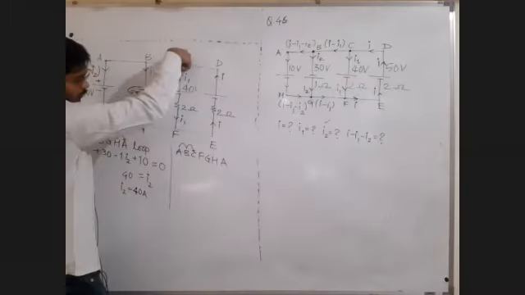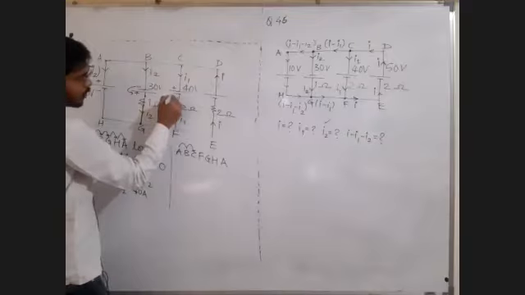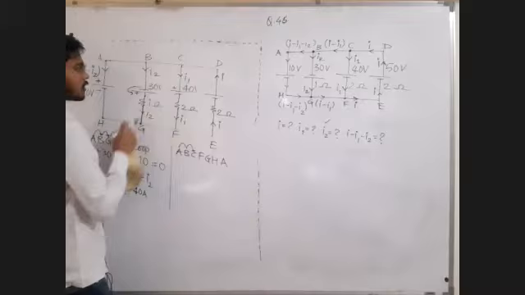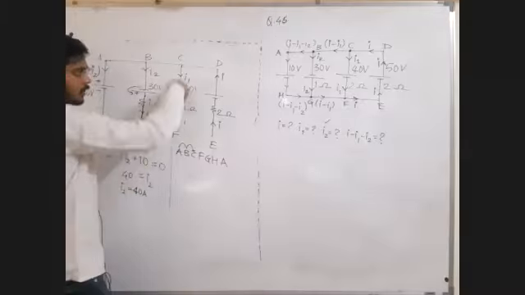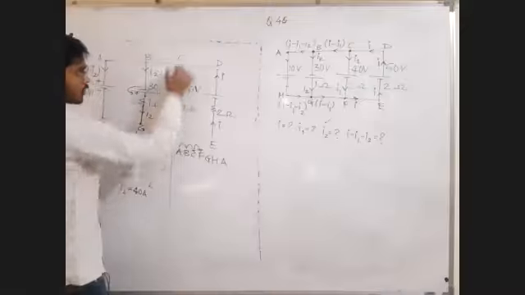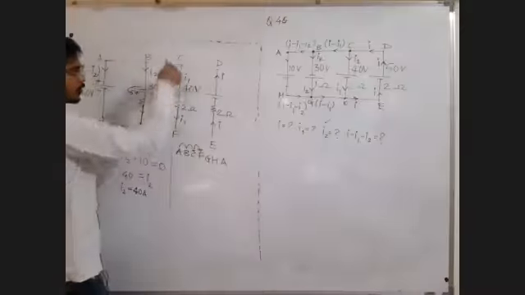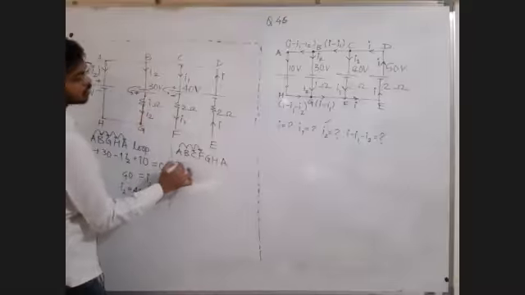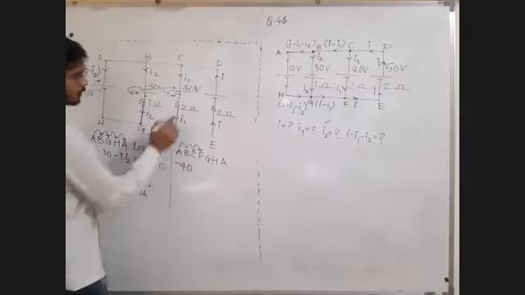I am moving from C to F, which means I am moving from positive to negative. Positive to negative, EMF is negative, so that is equal to minus 40. While moving from C to F, I encountered the battery, and I moved from positive to negative, so EMF is negative, minus 40.